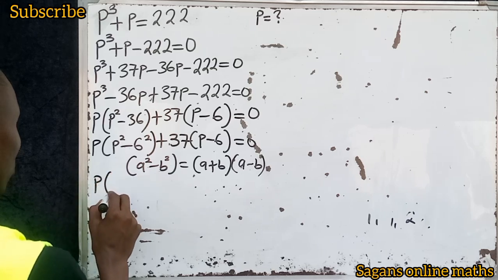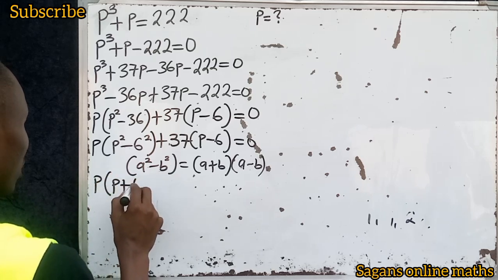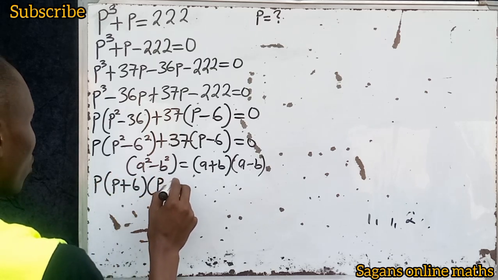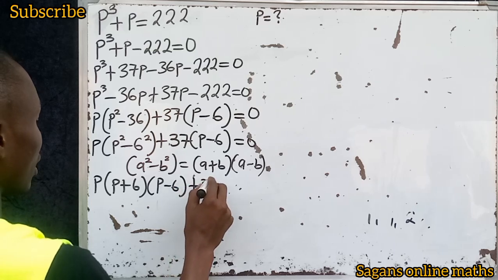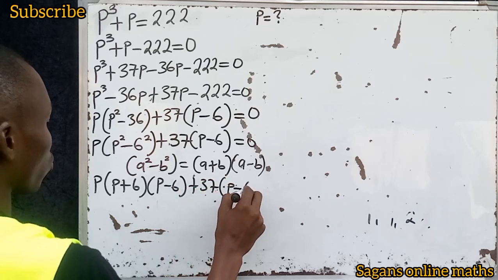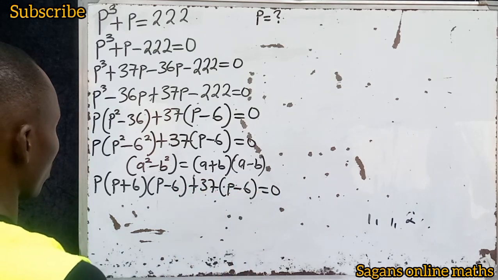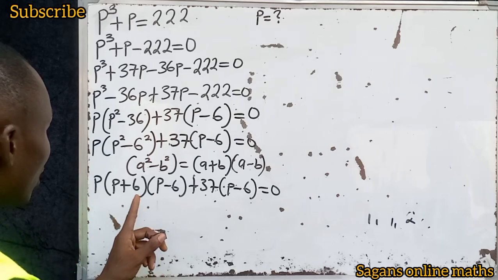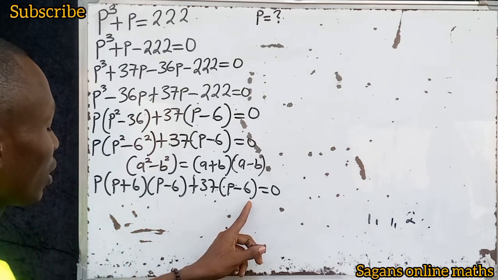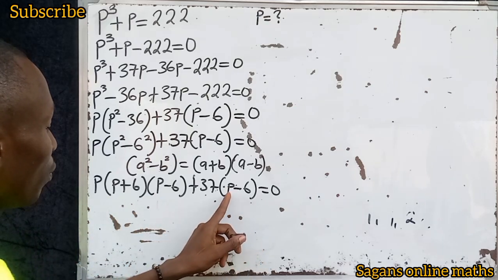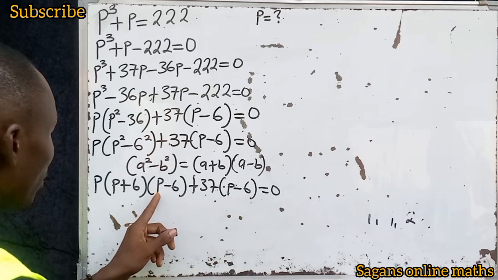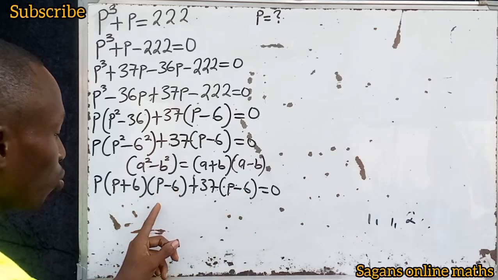It means that this now becomes p into p plus 6 into p minus 6, plus 37 into p minus 6 equals 0. Now look, combine this. What is common here? Since you have p minus 6 here and also p minus 6 here, you can see that p minus 6 is common to both terms.